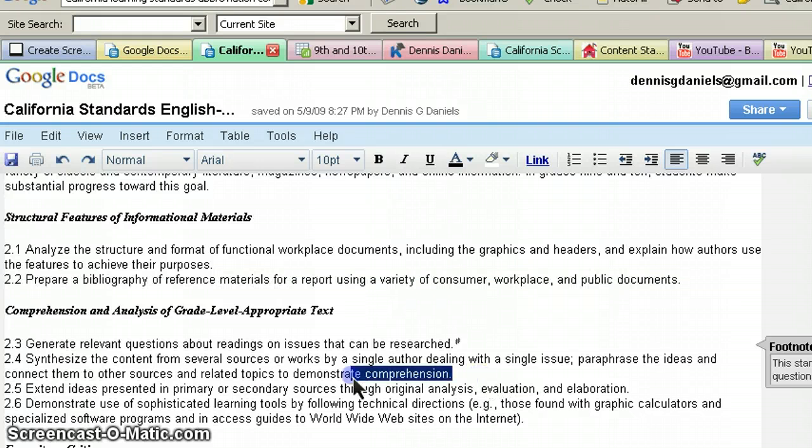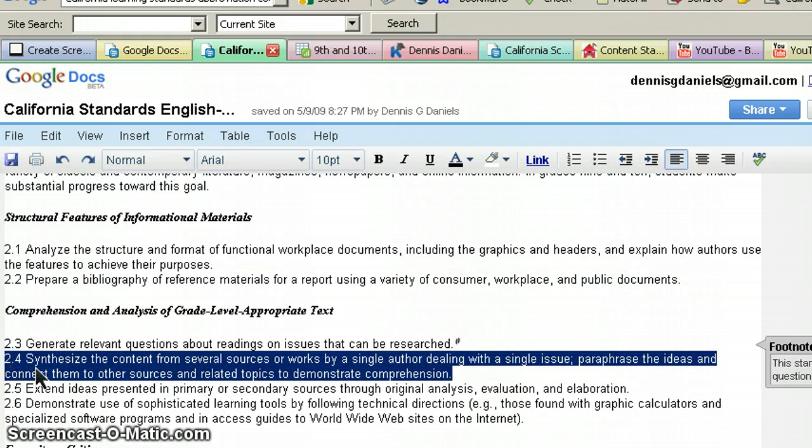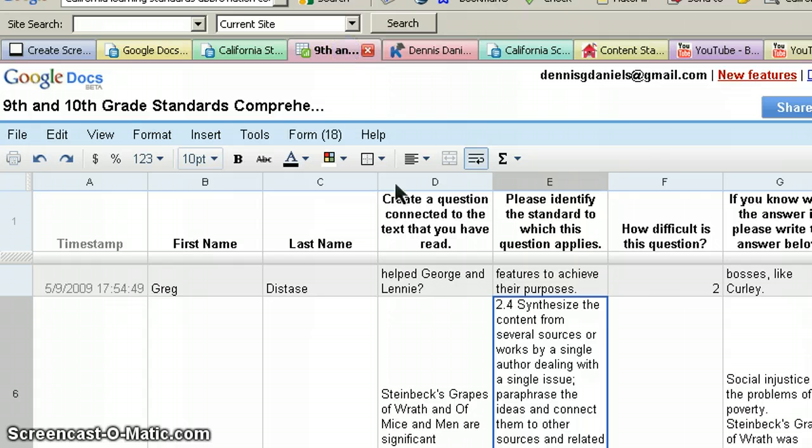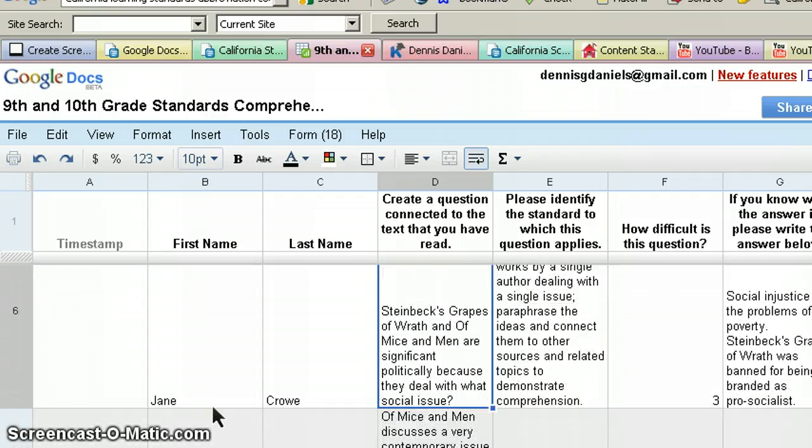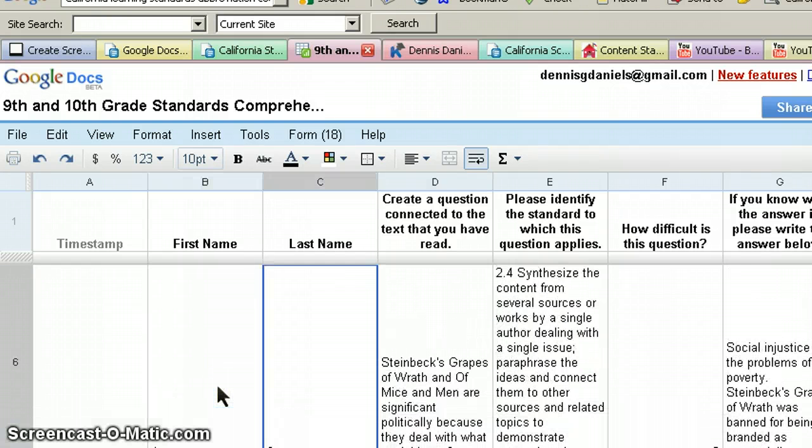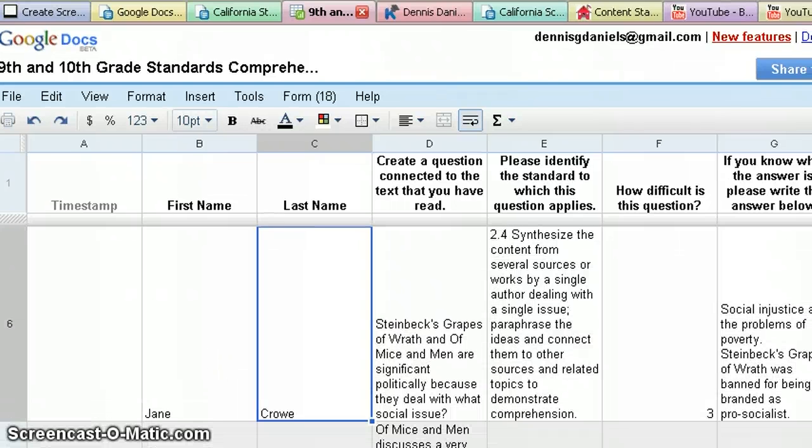But then 2.4, synthesize content from several sources by a single author dealing with a single issue. This would be standard 2.4. And there it is. We have a sample question, or I've created a possible sample question, again, suggesting the structure of it would be suggested by the student.